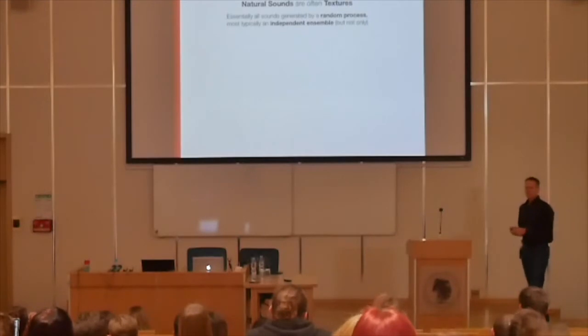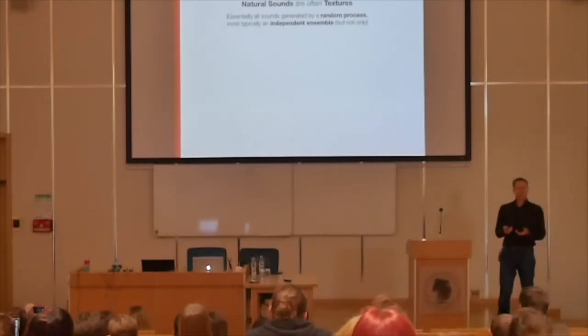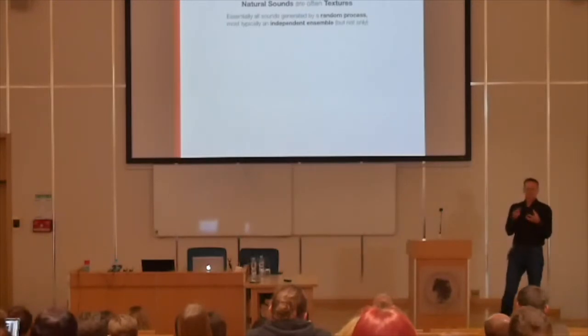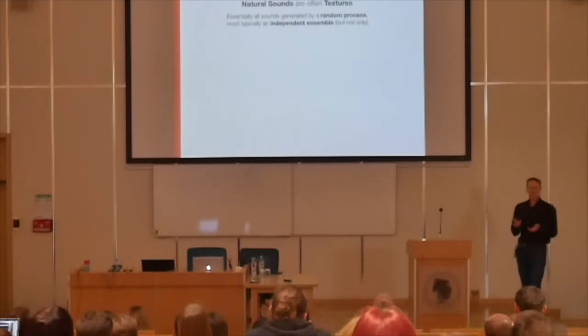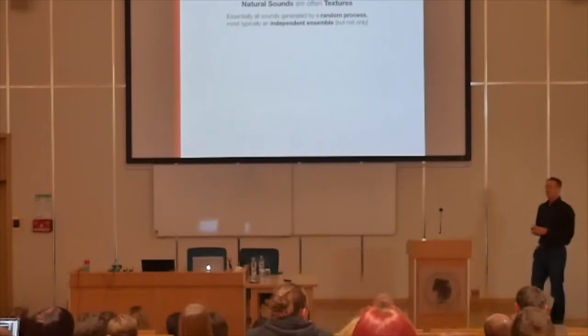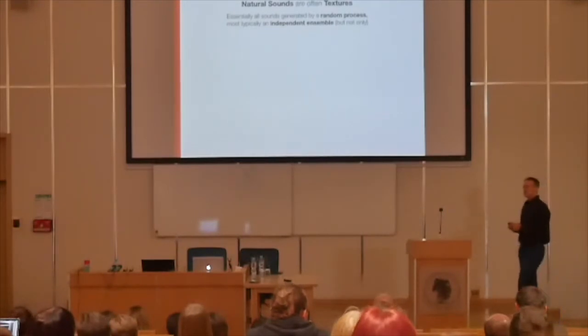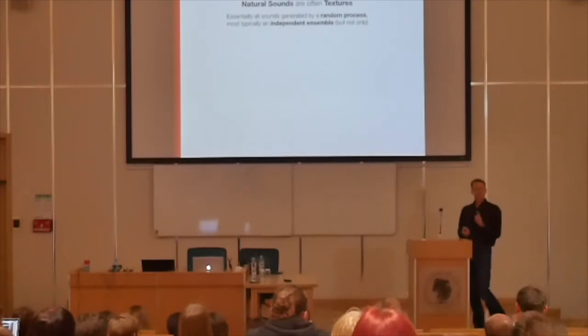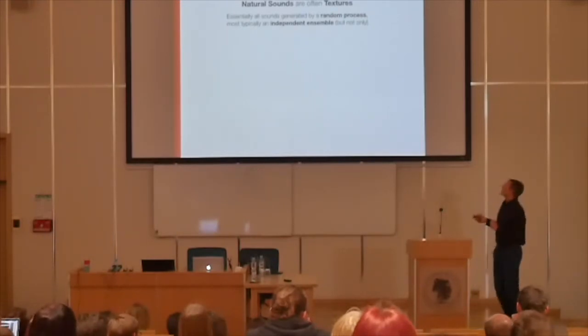A texture is essentially a complex stimulus that's generated by elements that by themselves can be complex, but that occur in a more or less random manner. It can be completely random, or can be constrained by some statistics. But as a listener, you don't know exactly when these elements are occurring, but nonetheless, you are able to recognize them. So I will give you some examples here.